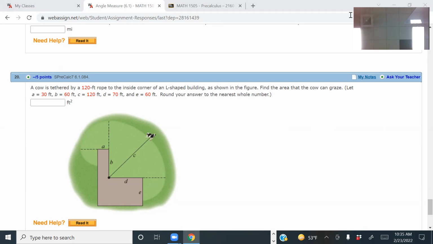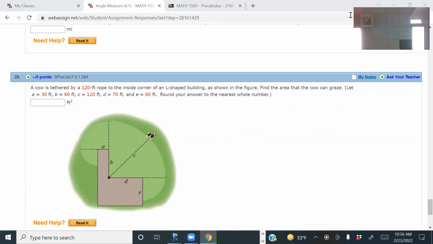So what's the square footage that the cow can graze, tethered to the rope as in this picture? They're going to give you the dimensions of that building, and you also know the length of the rope, which was 120 feet. And they're going to give you the dimensions of the building.